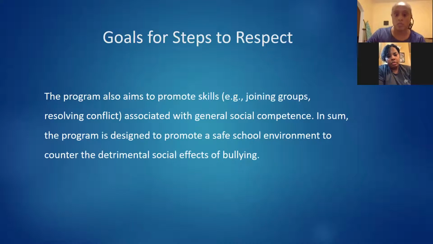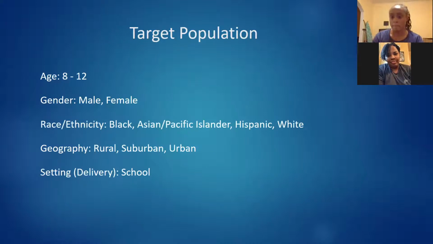The goal for Steps to Respect is basically to provide students with a safe school environment and to teach children how to deal with conflict appropriately. The target population for this program is ages 8 through 12, either female or male, depending on what the school is, all races and ethnicities, and it's typically in a rural, suburban, or urban area, so any school setting for this program.